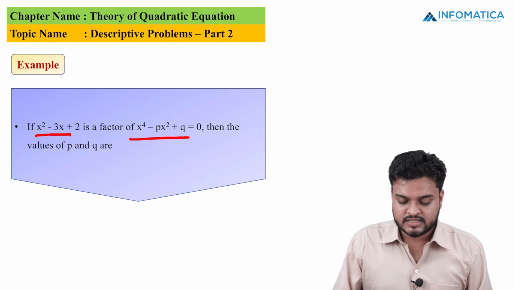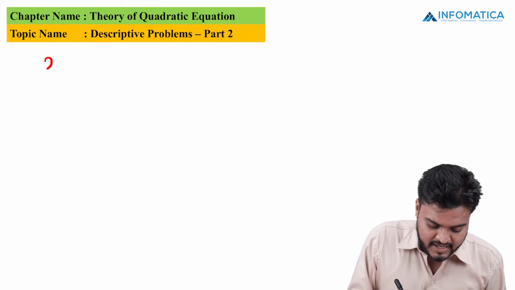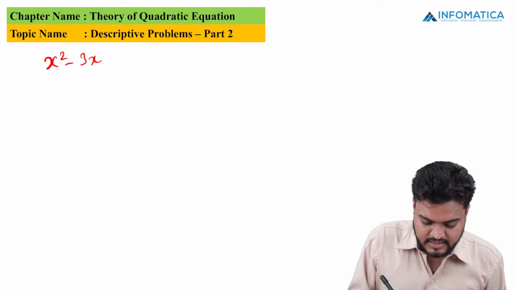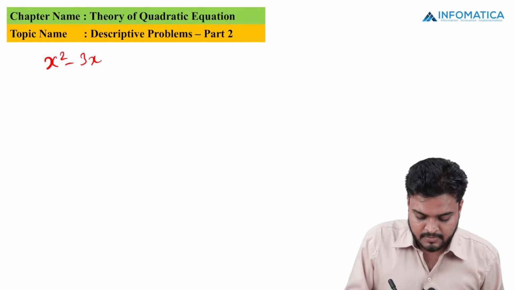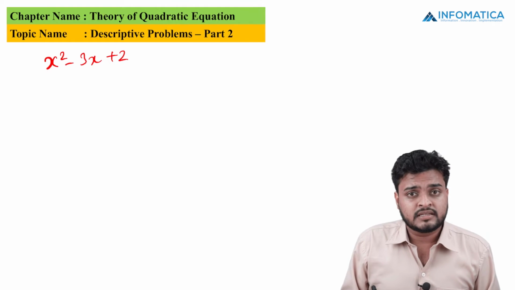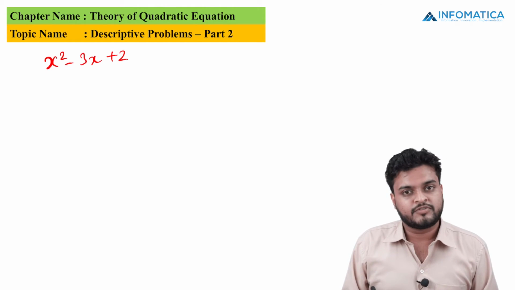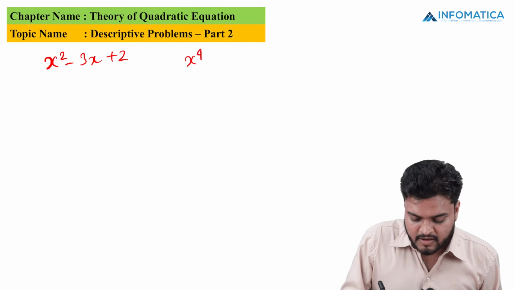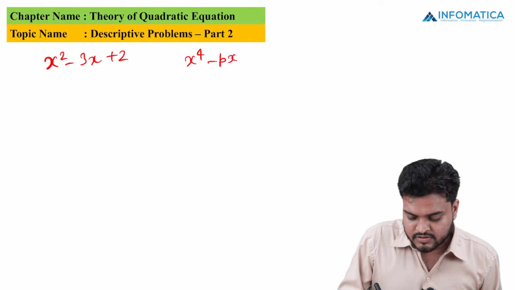सो माय इक्वेशन इज एक्स स्क्वायर माइनस 3x plus 2, and the equation of power 4 is x to the power 4 minus px square plus q is equal to 0.